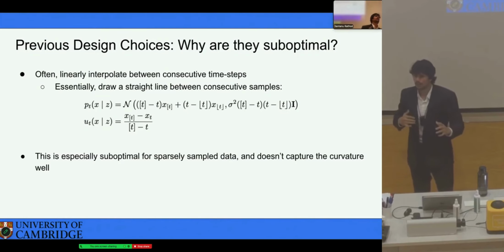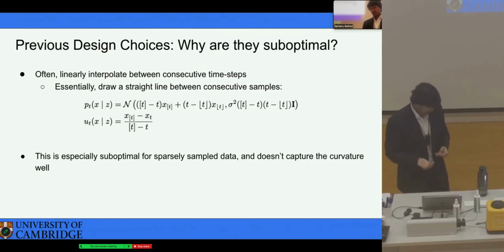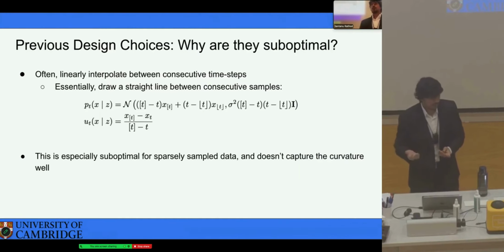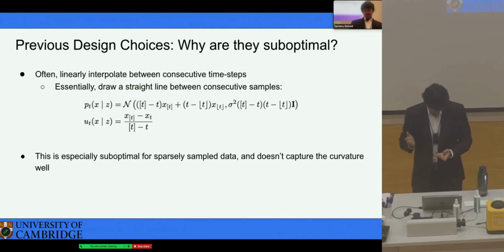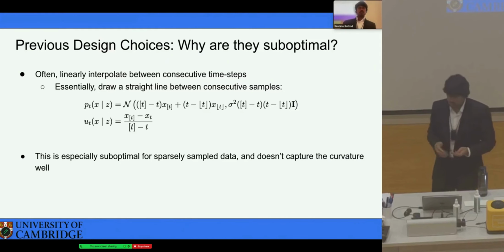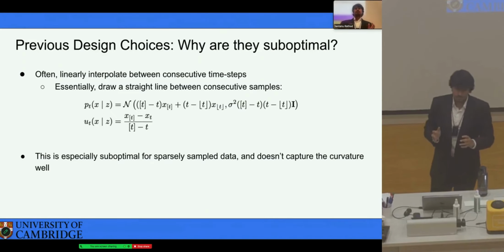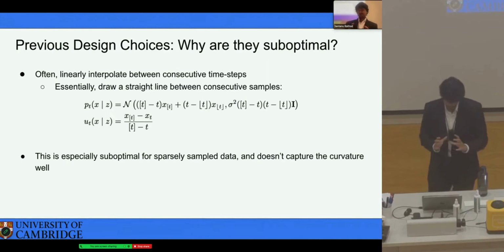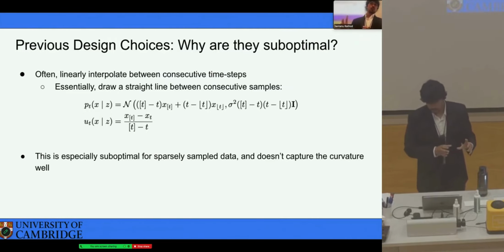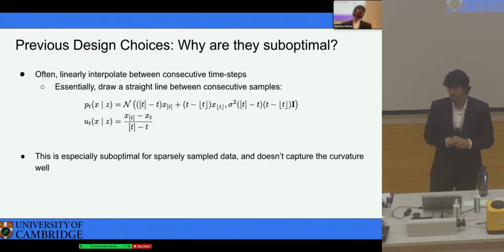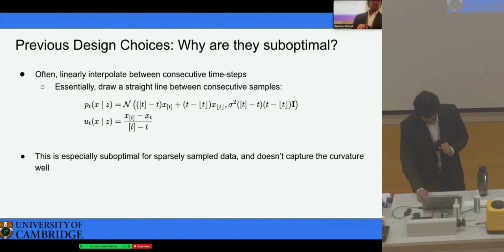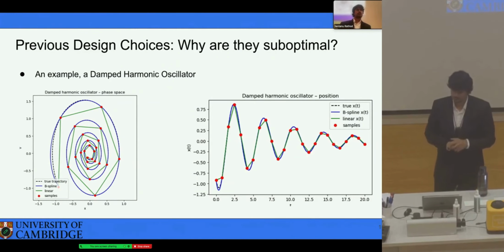Now, given that we've established the fact that dynamical systems are important and more or less a generalization of generative modeling, why are previous design choices suboptimal in these cases? It's easy to see that the previous design choices, in the way that they design these conditional probability paths, by and large use straight line interpolation. And so you're basically stitching these temporal observations by drawing straight lines between them. And these can be suboptimal for the following reason.